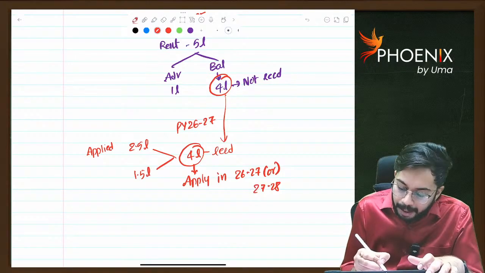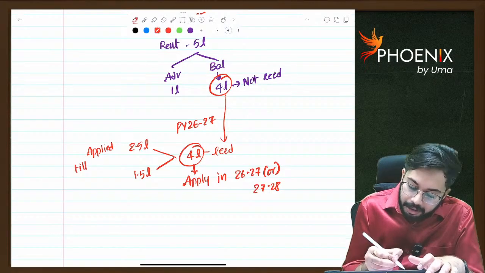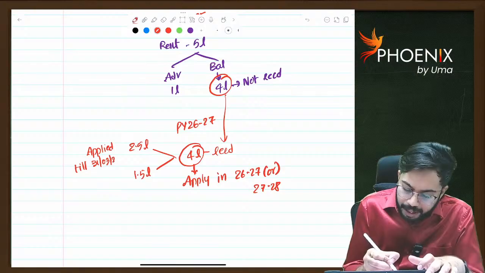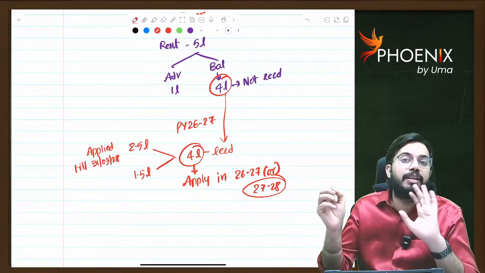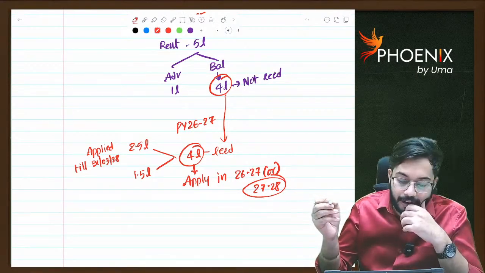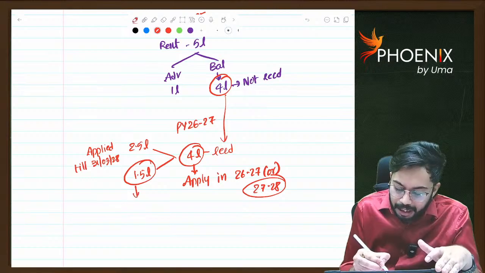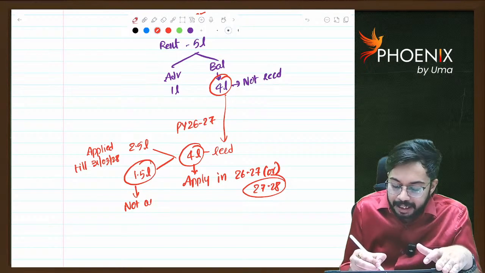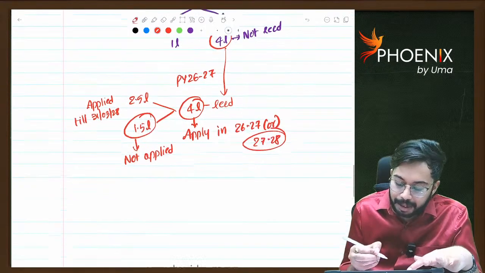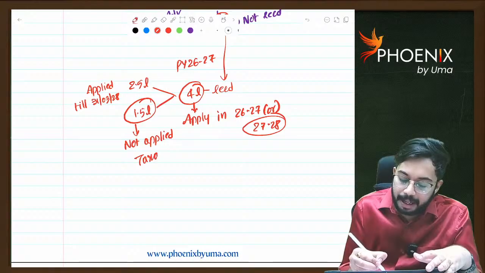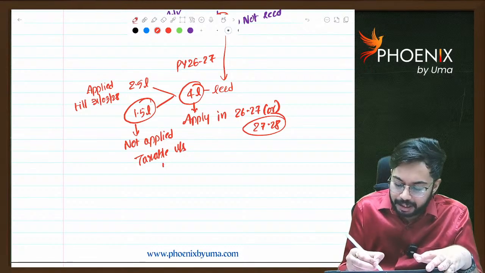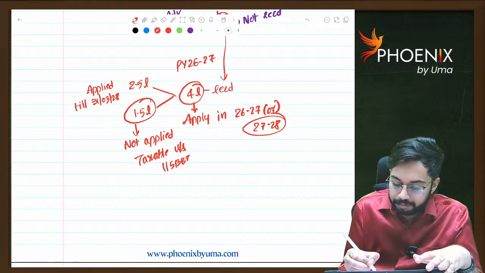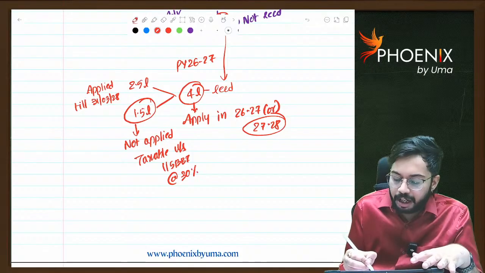I did not apply till 31st March 2028. That means before 27-28, I could apply only 2.5 lakhs. 1.5 lakh was not applied. As it is not applied, this is taxable under section 115BBI at the rate of 30%. Are you able to understand?